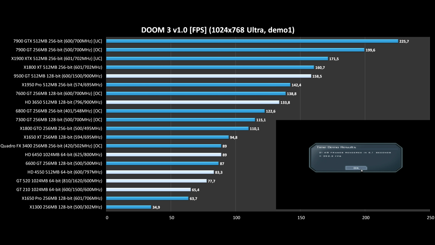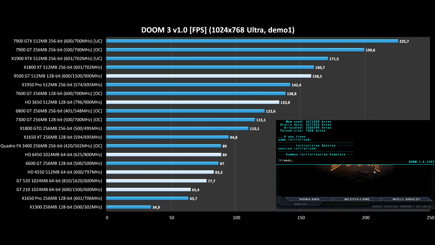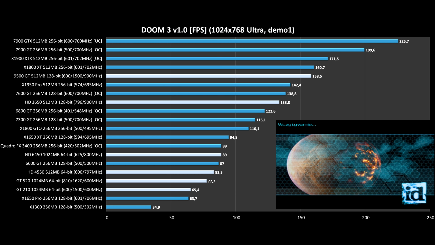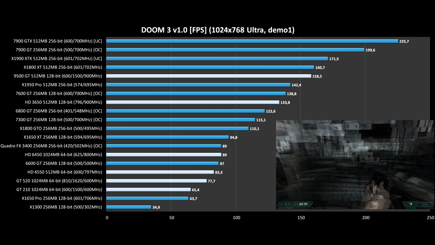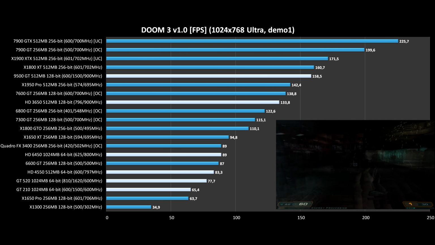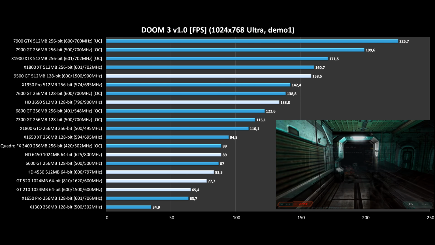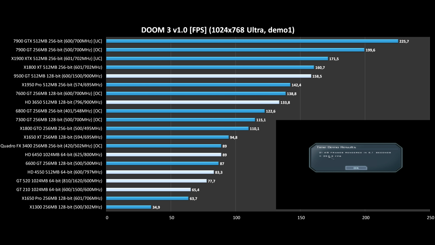Next, low-end nugget, or HD 6450, is tied with Quadro FX 3400 and is a bit faster than 6600 GT, while HD 3550 is 7% faster than GT520 and 27% faster than GT210. The last Nvidia DirectX 10 card is on par with X1650 Pro, the second slowest card on the chart in this game. However, both can still deliver over 60 FPS average performance.